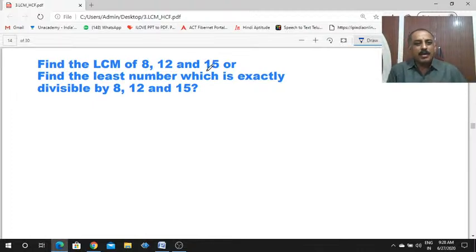Find the LCM of 8, 12 and 15. Find the least number which is exactly divisible by 8, 12 and 15. Both are the same.